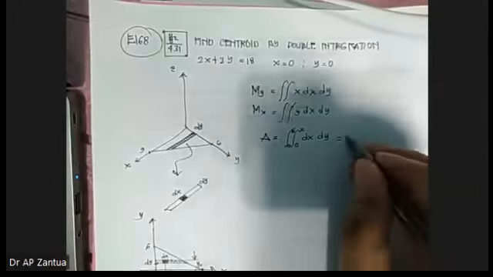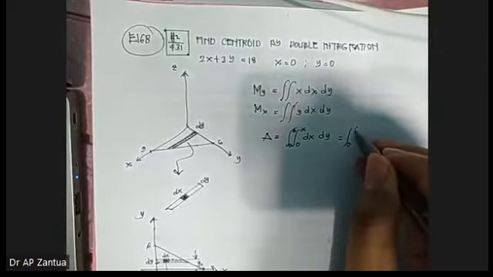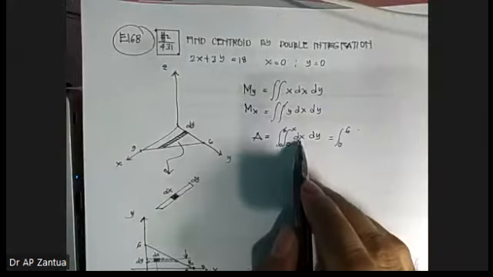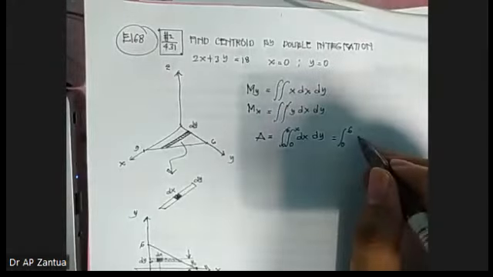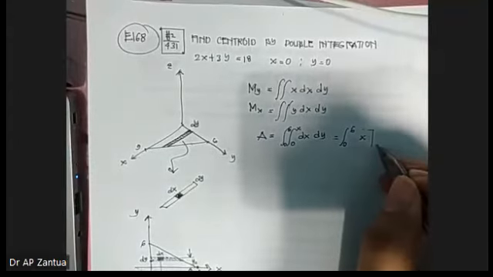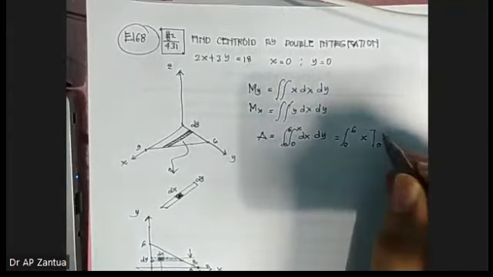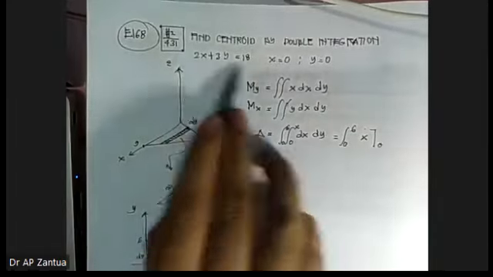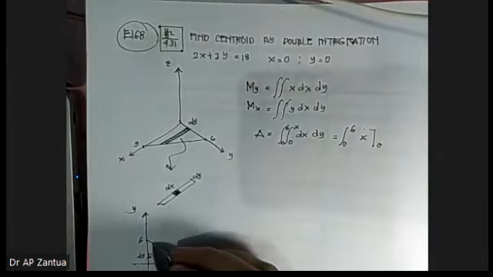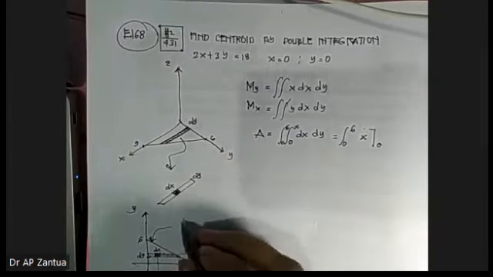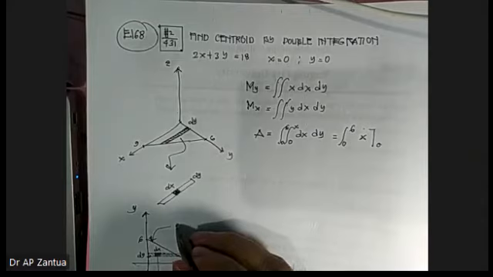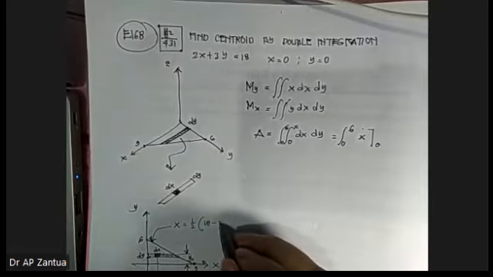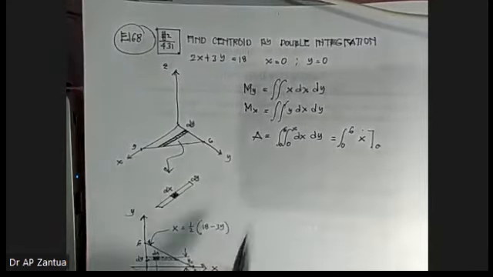So from 0 to 6, what is the integral of dx? X. From 0 to x. What is x actually? Use this as the equation of that one. So that means x is actually 1/2 of 18 minus 3y.